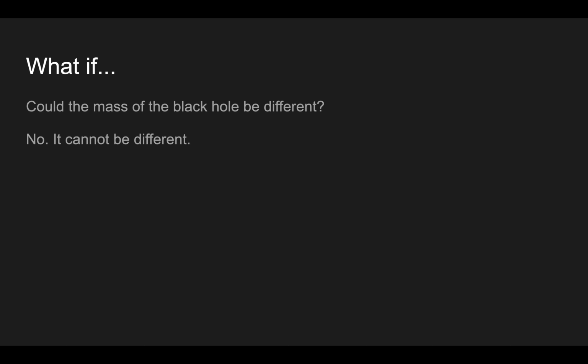Now, could the mass of the black hole be different? No, it can't. If the star has force acting on it only as a result of orbiting the black hole, and it has the same motion, then the mass of the black hole cannot be different than what we have found here today.